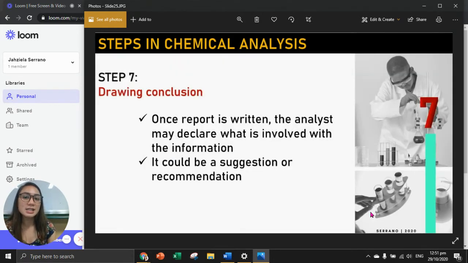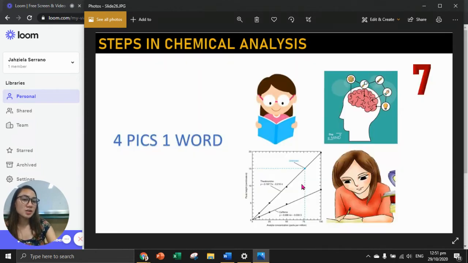Okay, so last step is drawing conclusion. So now, once the report is written, the analyst may declare what is involved with the information. So it could be suggestion or recommendation. So when we say drawing conclusion, so meron ako ditong 4 pics 1 word. So I'll give you time. So bigyan ko kayo siguro mga 5 seconds for you to identify each picture.